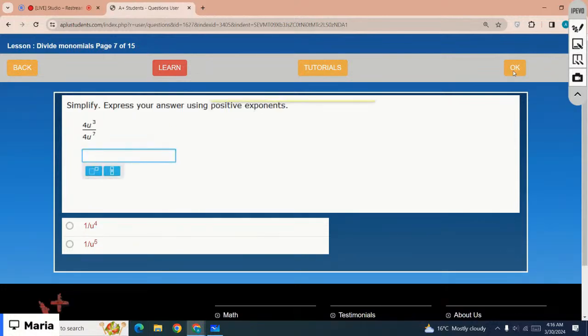The next one is 4u cubed divided by 4u7. So which is the correct option? The correct option is, yes, option number 1 is the correct option, right? That is 1 over u4. Okay, you can complete the lesson by yourself later today. Let me just move on to the next lesson.